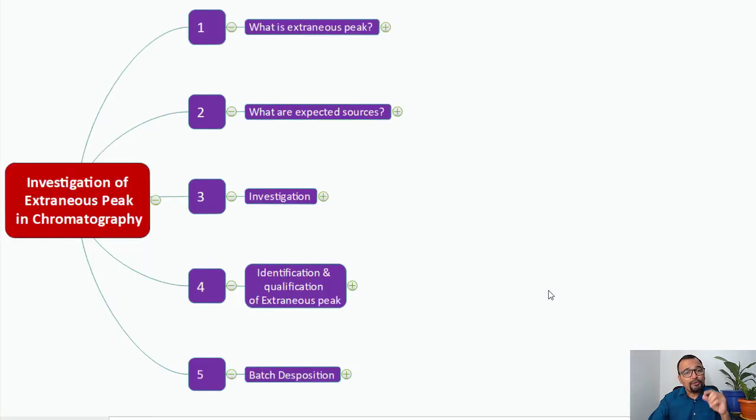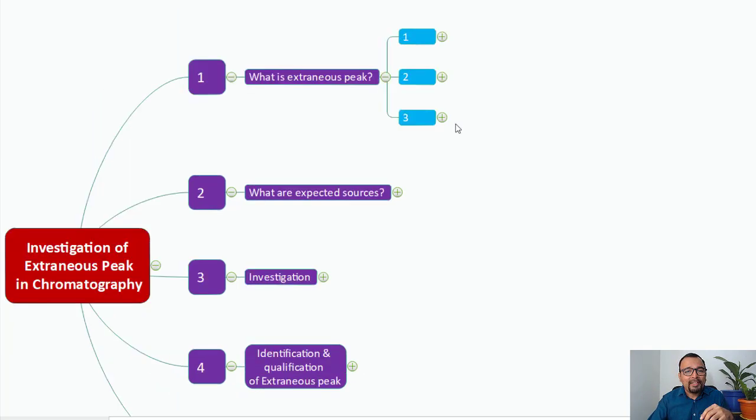As a part of today's presentation, we are going to discuss these five important points. What is the definition of extraneous peak? What are the expected sources of extraneous peaks? How to conduct the investigation for extraneous peak? How to identify and qualify the extraneous peak? And what is the fate of the batch now? So let us begin with the very first point, and that is the definition of extraneous peak.